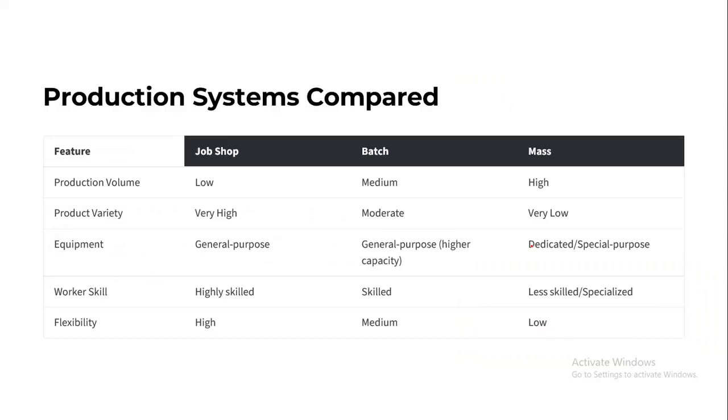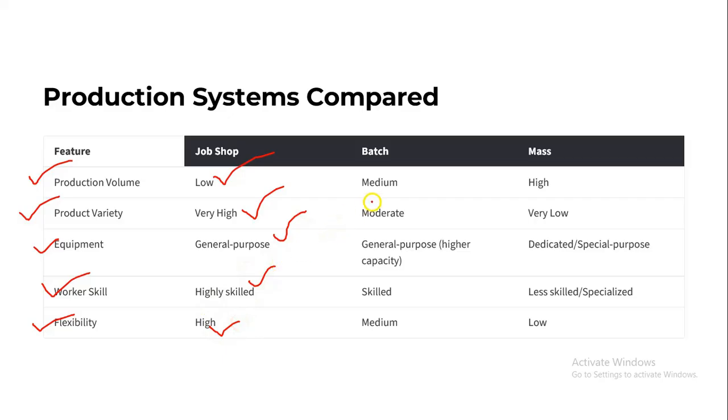Let's make a small comparison of these different types of production systems based upon some categories: production volume, product variety, equipment, worker skill, and finally flexibility. In the case of job shop, the production volume is low because we are making customized products. But the product variety is very high, the equipment is general purpose, high skill is required, and finally the flexibility is very high.